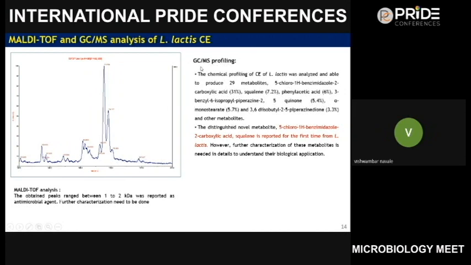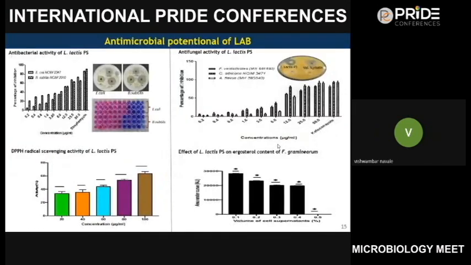In the GCMS profiling of this cell extract, we found that this bacteria produces different molecules, among them 5-chlorobenzimidazole, 2-carboxylic acid, and squalene. These two are novel compounds we reported from this Lactococcus lactis species, and their further characterization is going on. After that, we checked their antimicrobial potential.